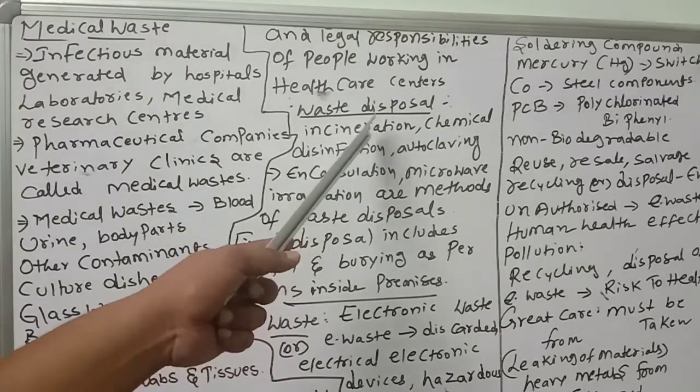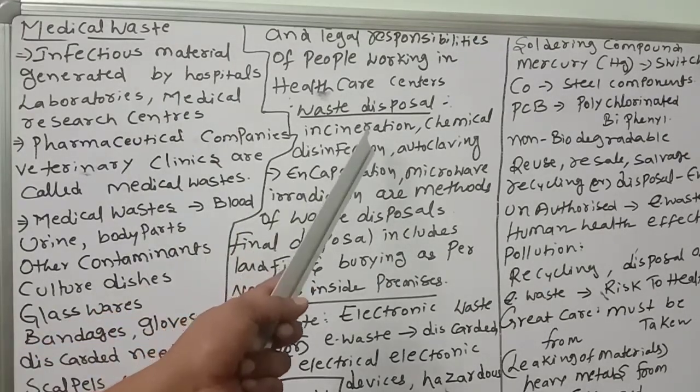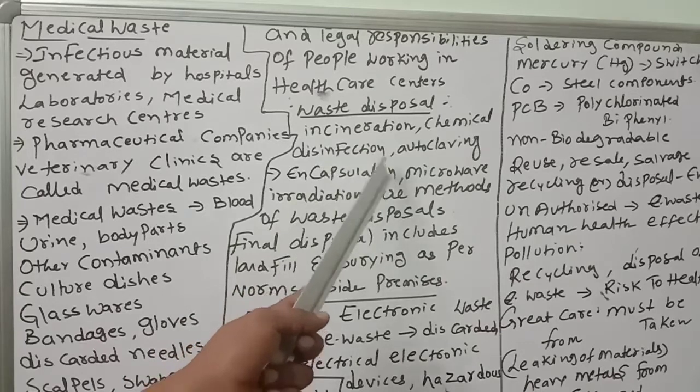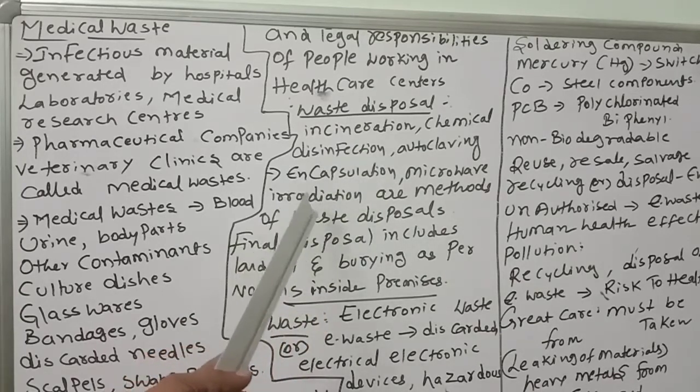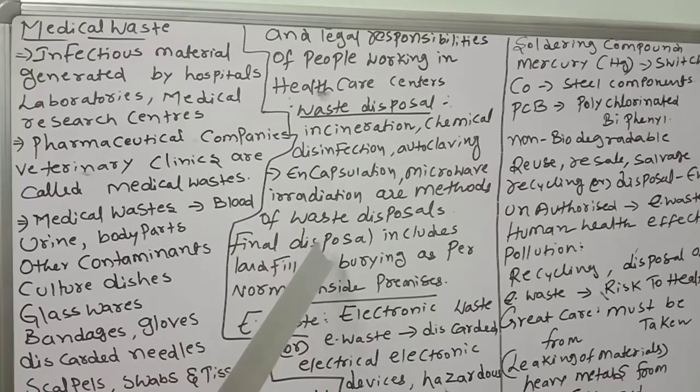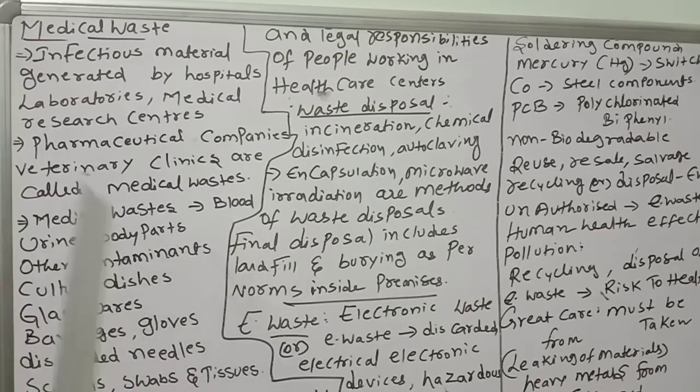Waste disposal methods include incineration, chemical disinfection, autoclaving, encapsulation, microwave irradiation, and final disposal including landfill and burying as per norms inside the premises. You know very well, right now corona kits also create so much waste. So those are all the things we should have to manage.